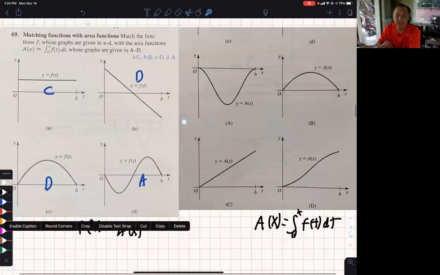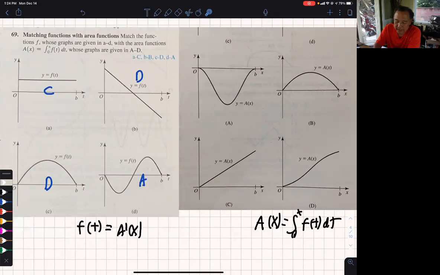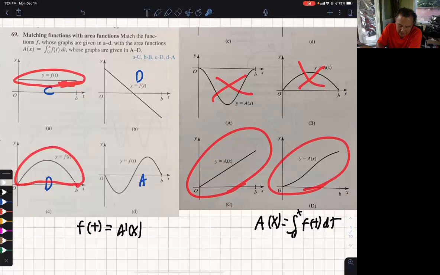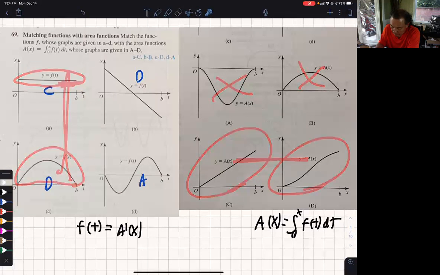So if this is the derivative, watch what you can do with your brain. Look, the derivative is always positive. Therefore, it has to be increasing the whole time. That one doesn't work. That one doesn't work. It has to be one of these two. Look, this one's always positive. So if A prime is always positive, A must always be increasing. So these two have to match up with these two.